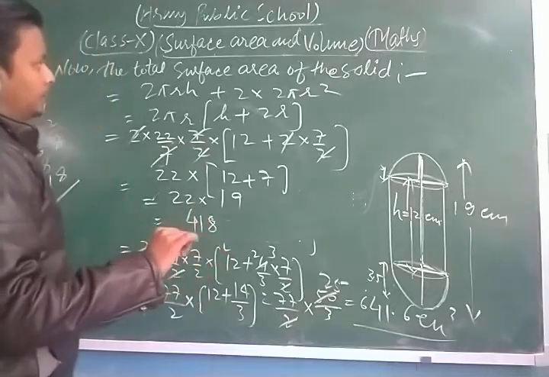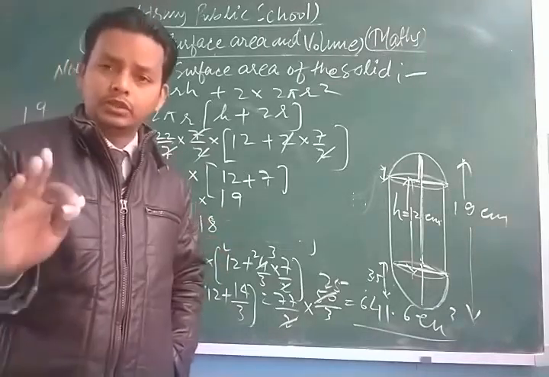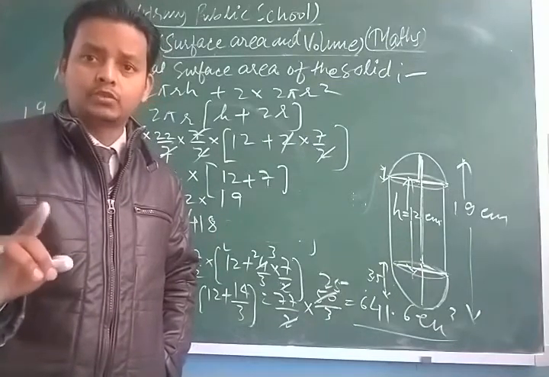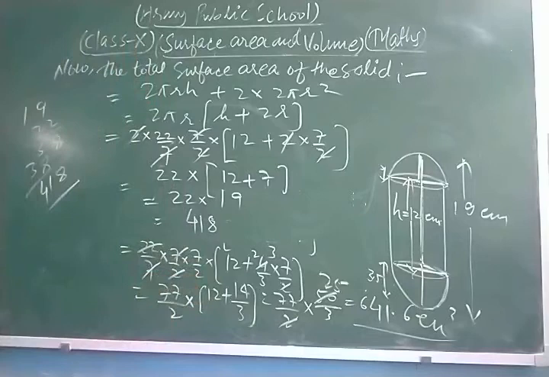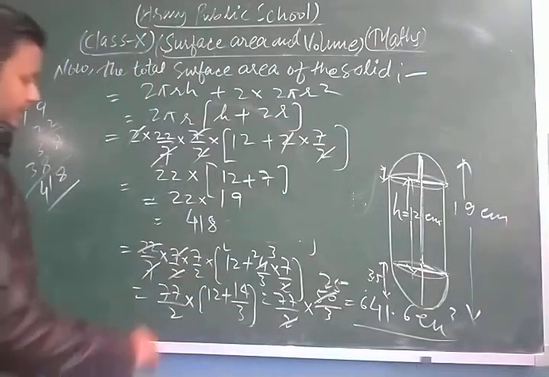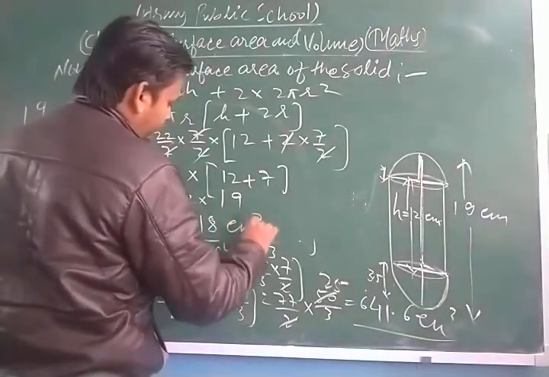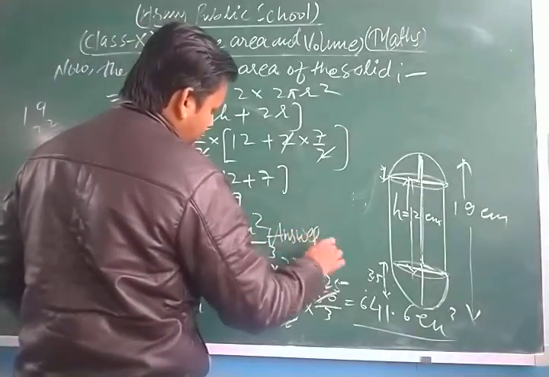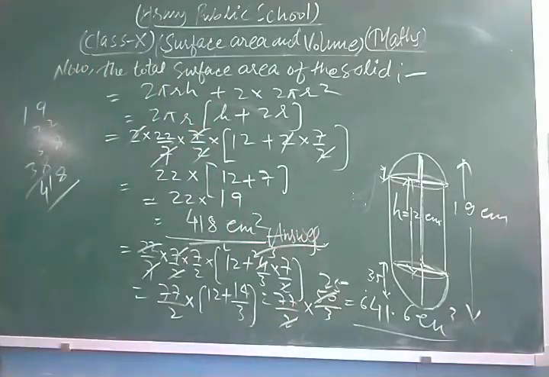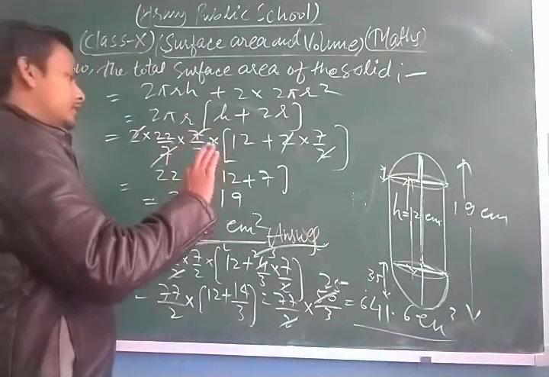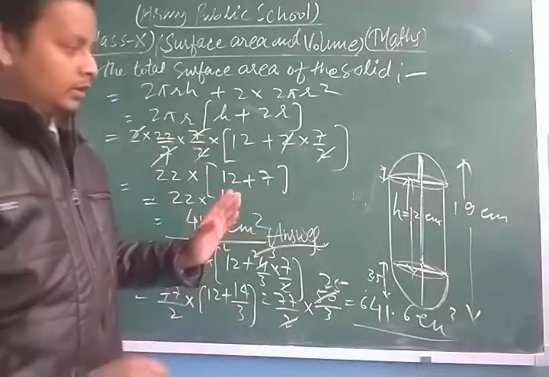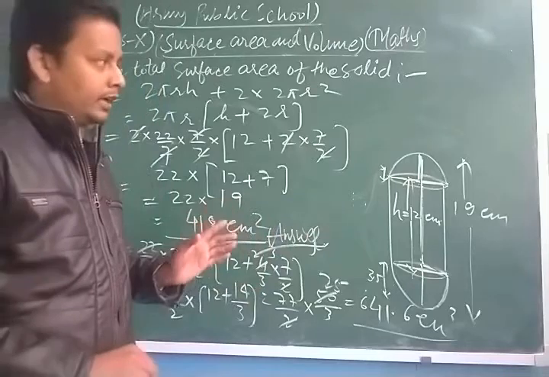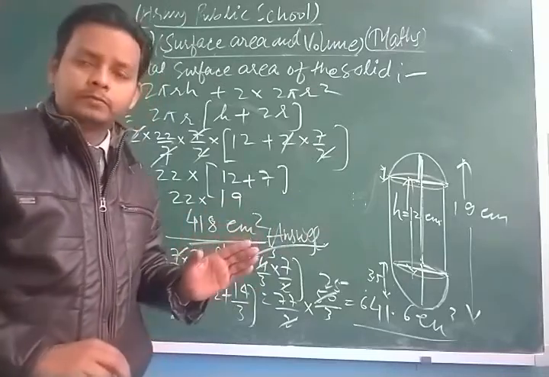418. And dear friend, you know that the unit of area is what? We write the area in square units. So the total surface area of the solid is 418 centimeter square. This is the required solution. So in this way, from this question we find the volume of these solids as well as the total surface area of the solids.